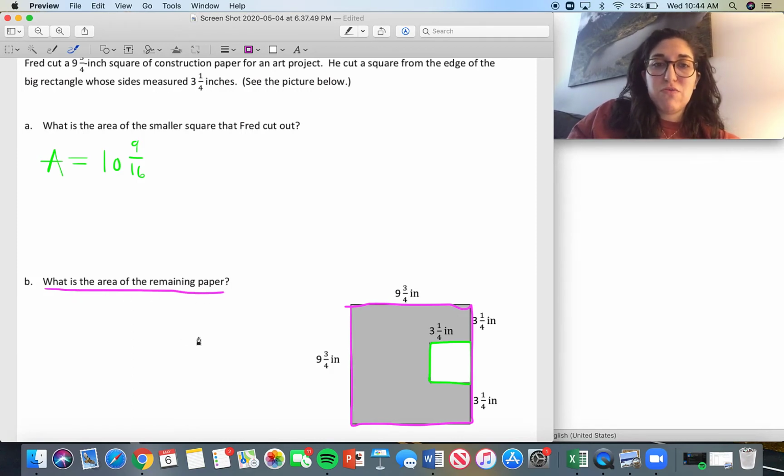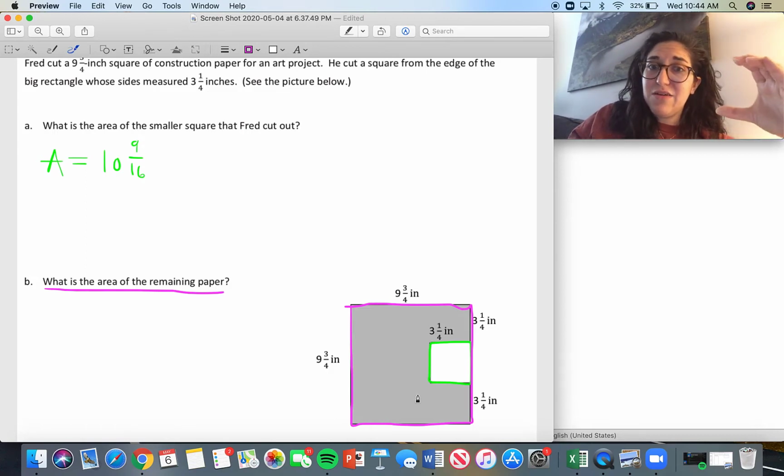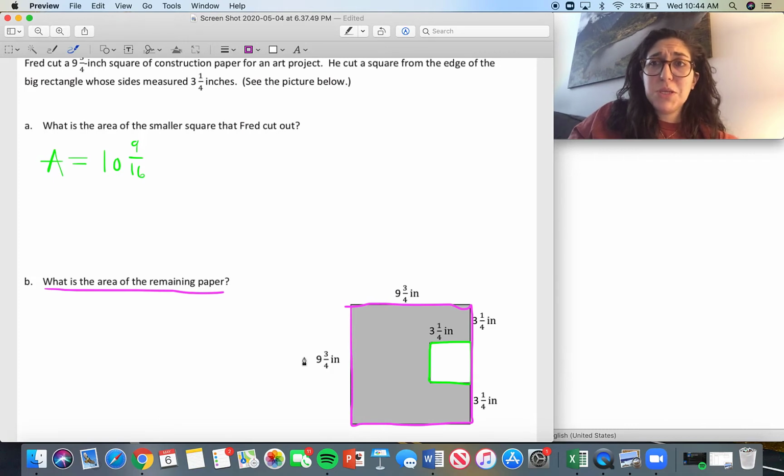In other words, it wants us to find this gray area. And this gray area looks kind of funky because it's not a perfect square. It's almost like a really blocky C. It's missing this part. So the question we have to answer is, how are we going to find the area of something that looks this weird? There's a hint in the wording: what is the area of the remaining paper?